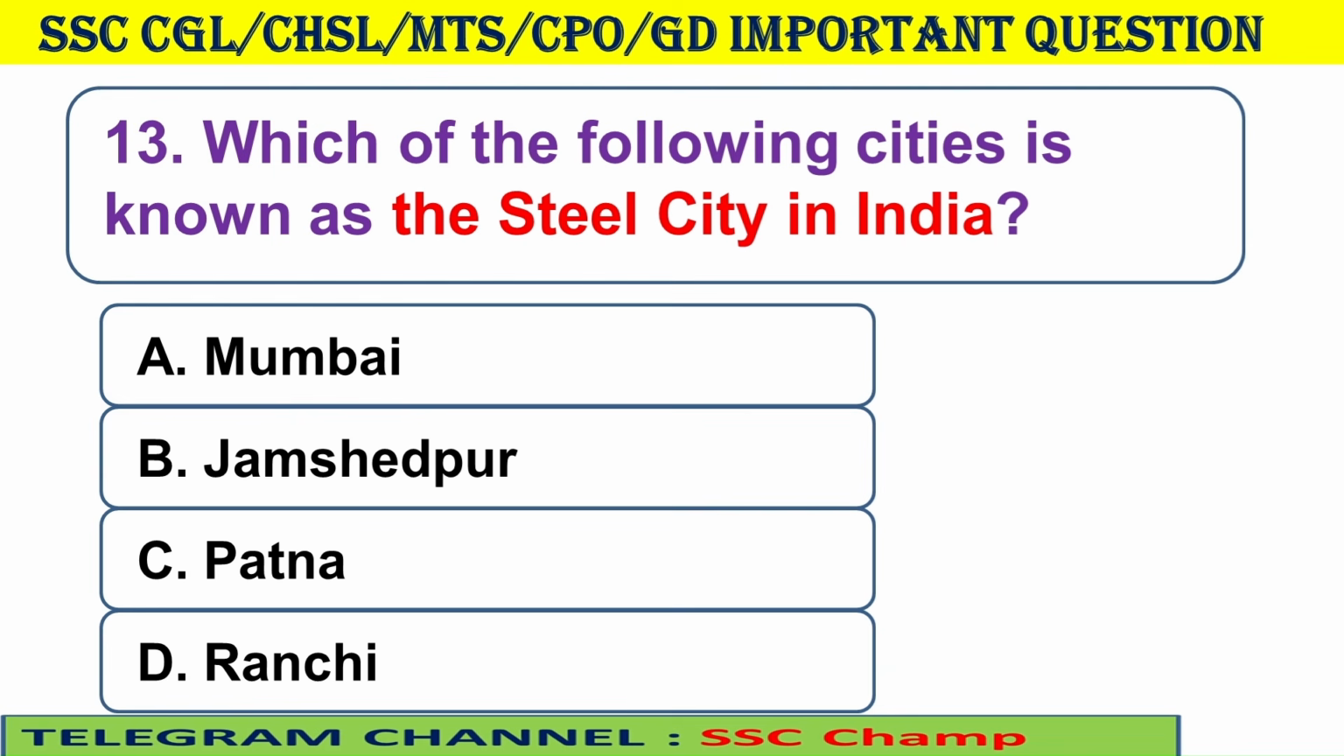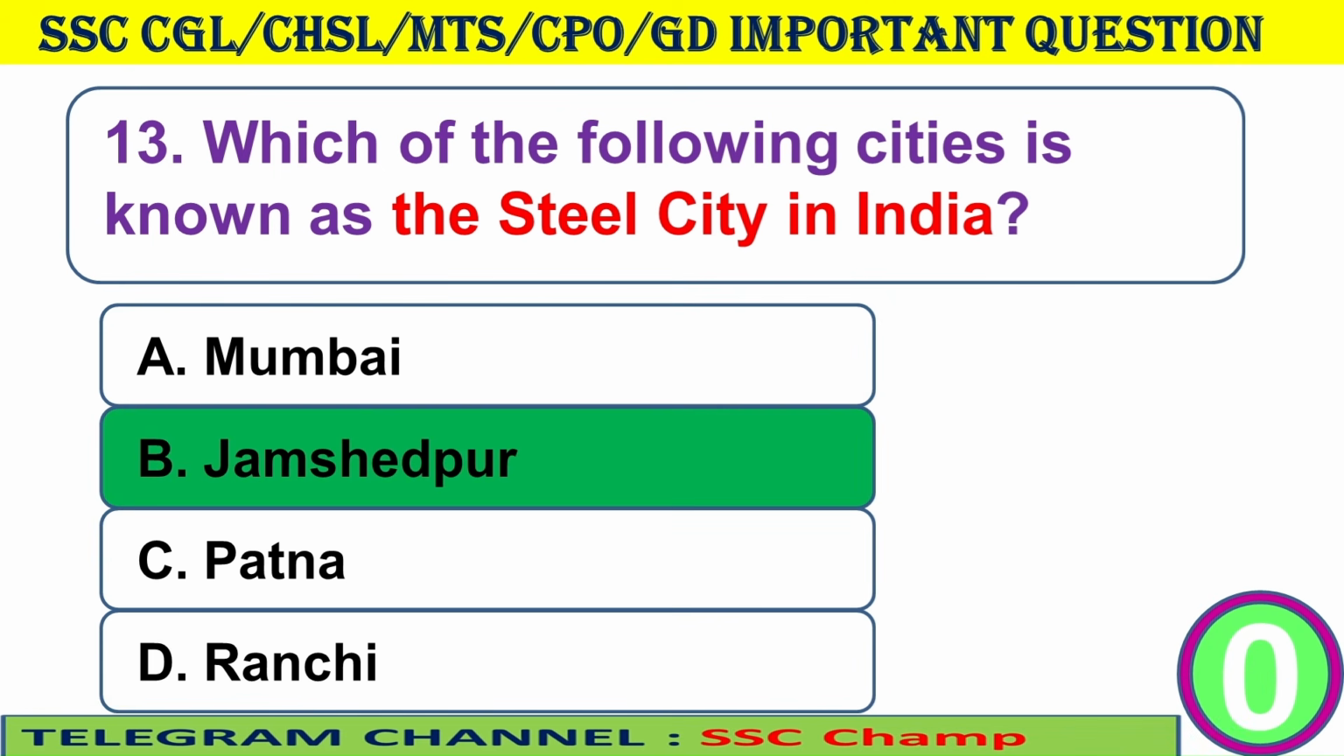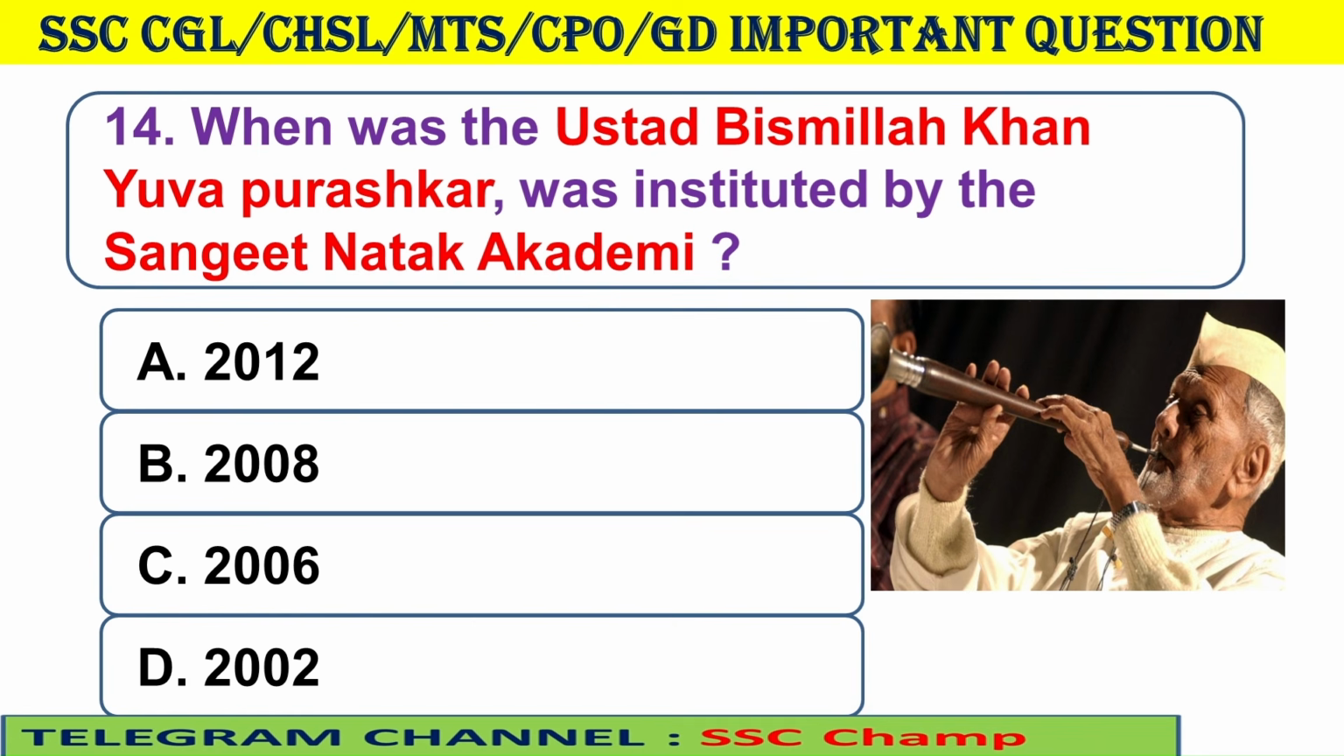Option A, Mumbai. Option B, Jamshedpur. Option C, Patna. Option D, Ranchi. Correct answer, Jamshedpur. When was the Ustad Bismillah Khan Yuva Puraskar instituted by the Sangeet Natak Akademi?